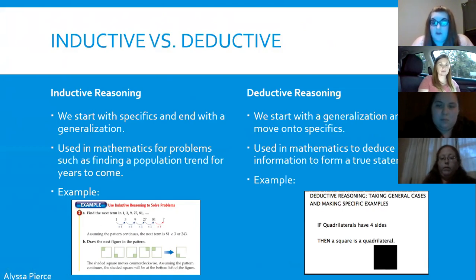With deductive reasoning, it's used in mathematics to deduce information to form a true statement, such as if quadrilaterals have 4 sides, then a square is a quadrilateral. Both of those statements are true because quadrilaterals have 4 sides and a square has 4 sides. There's no counterexample to that. It cannot be proven false.